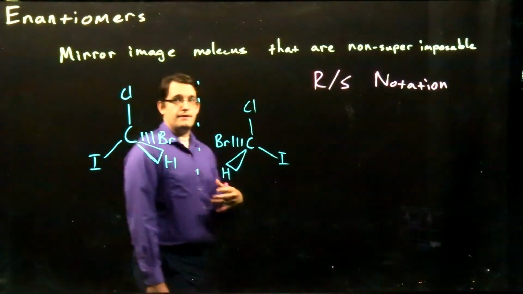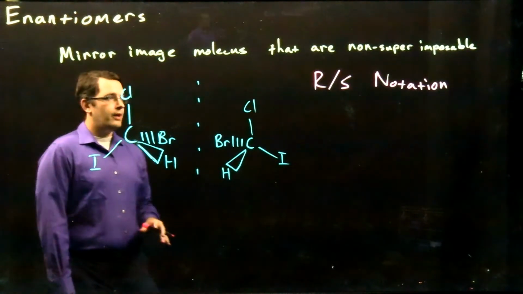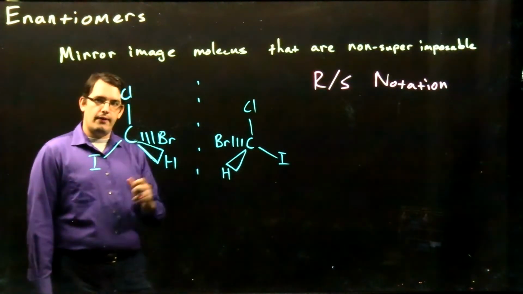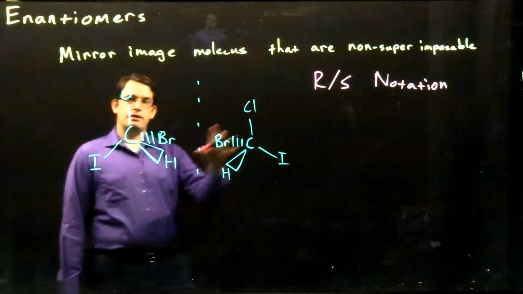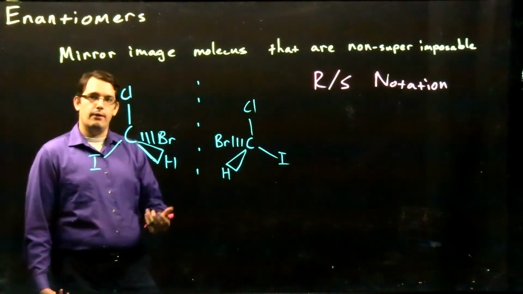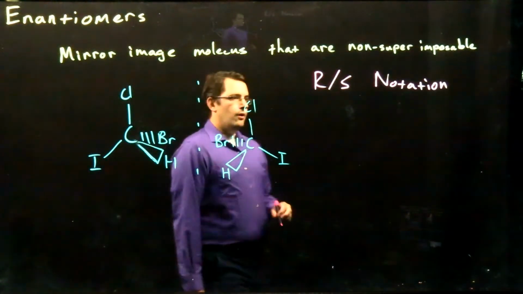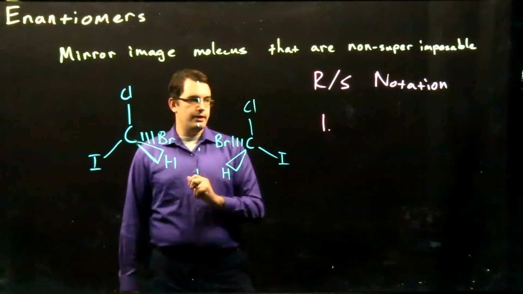So one of our enantiomers is going to be designated as R, the other one will be designated as S. We're going to have a very specific way of determining which one is the R or the S enantiomer, so that we can use our structure to determine the name, and use the name to determine the structure, as always is our goal in organic chemistry.